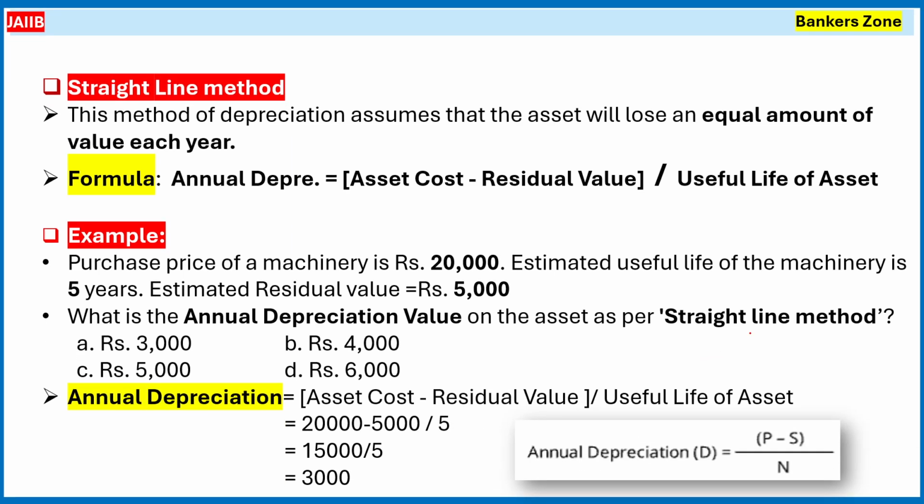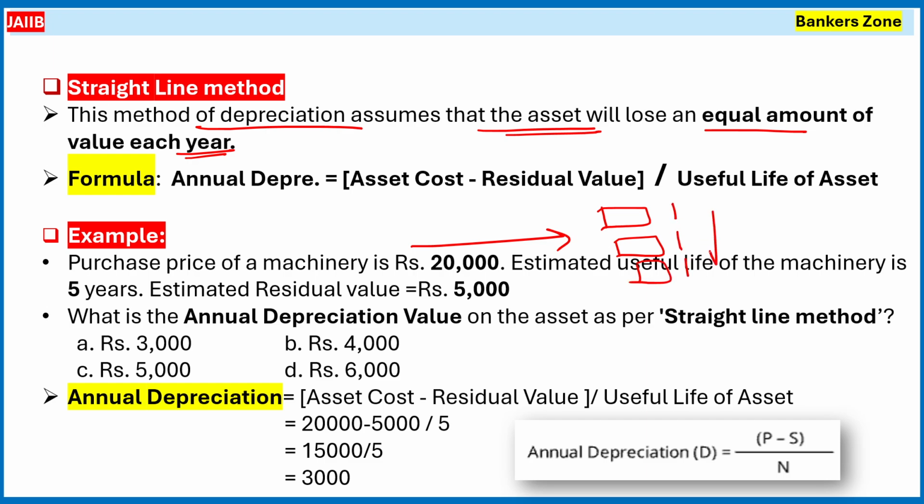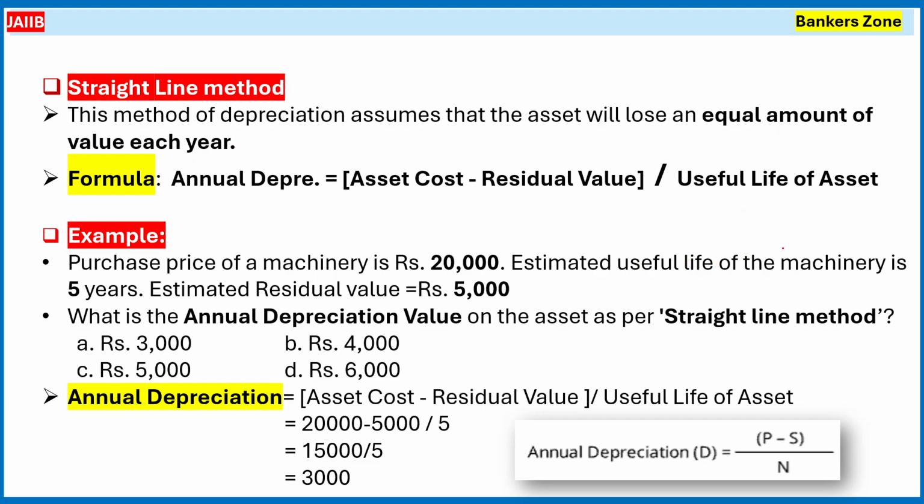First is the straight line method. This method of depreciation assumes that the asset will lose an equal amount of value. See, the name is indicating straight line. Straight line means what? Whatever depreciation is happening per year will be uniform. For example, 1000, 1000, 1000. Every year, the value of the asset will decrease by 1000. That is called the straight line. You are declining the amount of the asset.